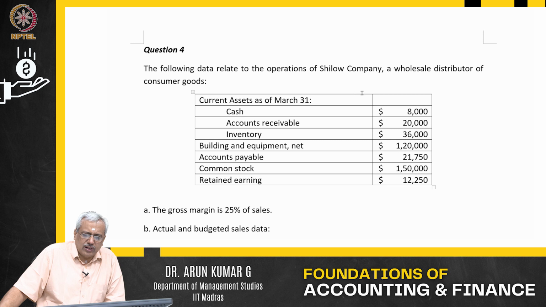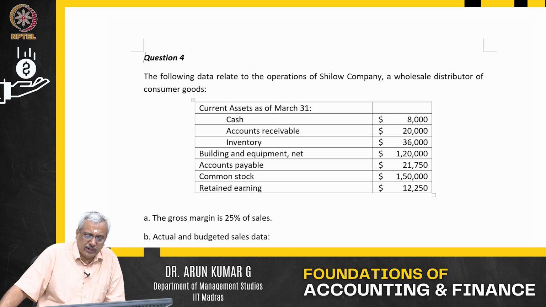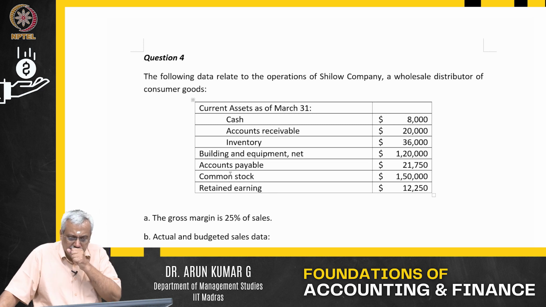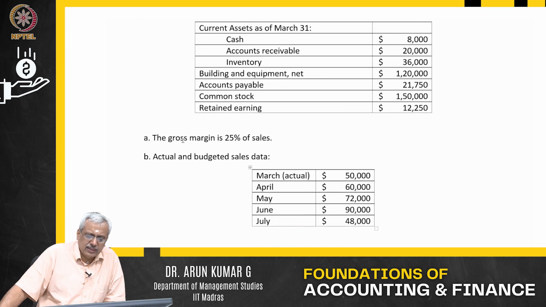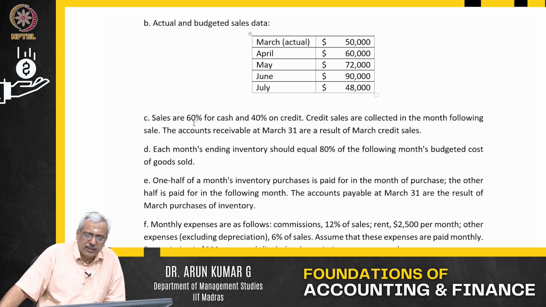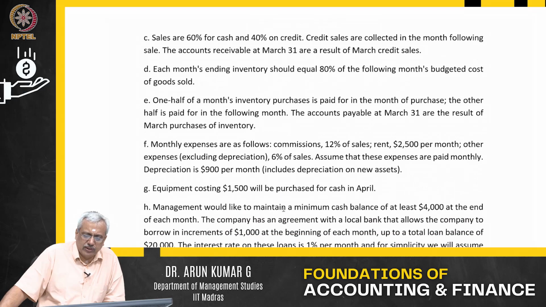Now, there's one more problem out here to get this concept a little more clear. The following data relate to the operations of Shiloh Company, a wholesale distributor of consumer goods. This is the assets part of it, and the liabilities and capital part of it. They've given you gross margin, budgeted sales data, and they've said sales are on cash and credit and so on and so forth.